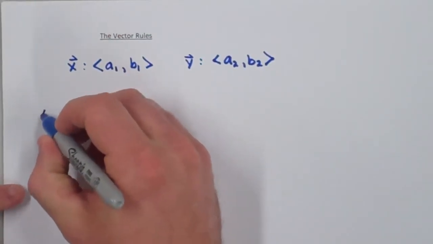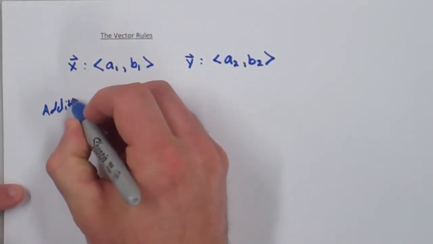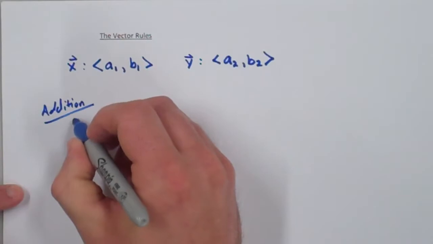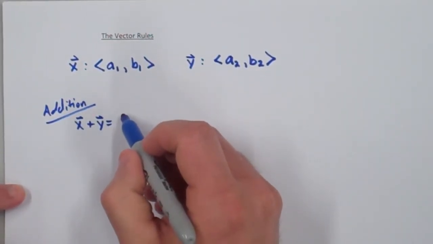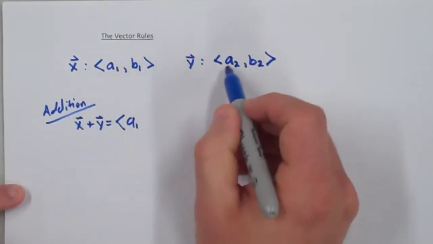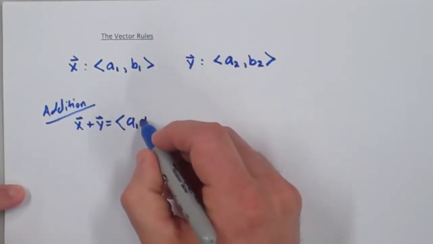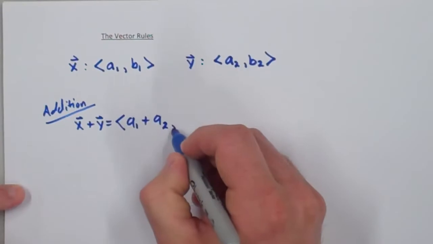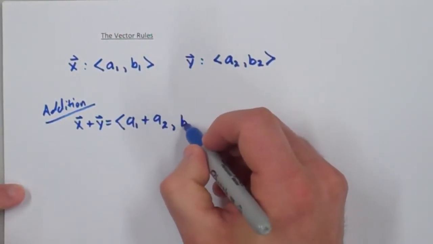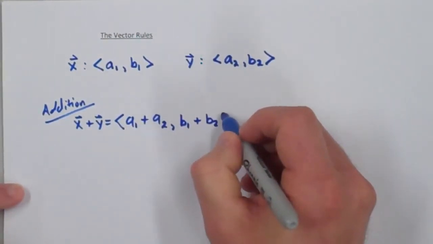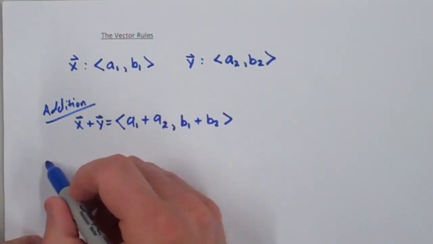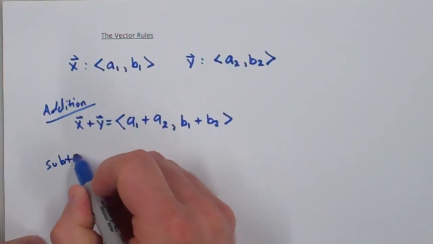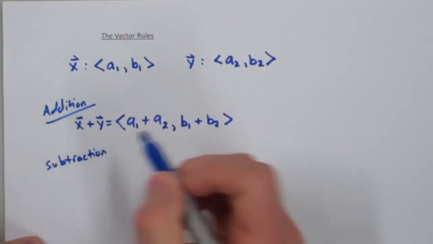When we add these, all we're going to do is take the x components and add them together. And then we're going to take the y components and we're going to add them together. That's it. For the subtraction, it works the same way.